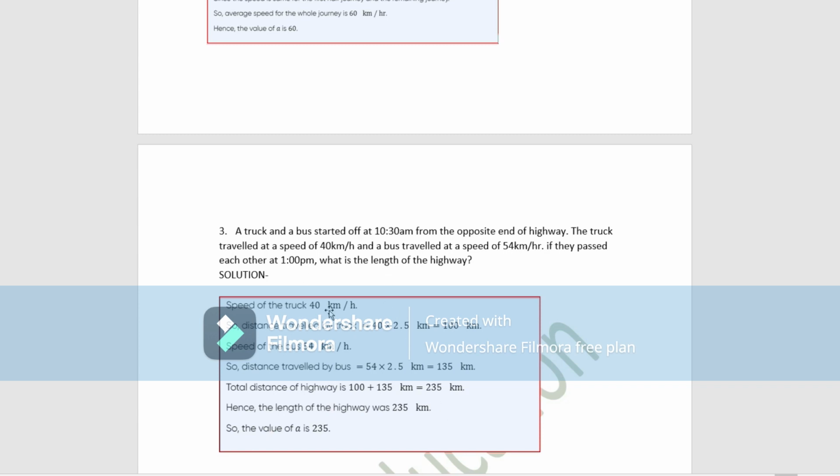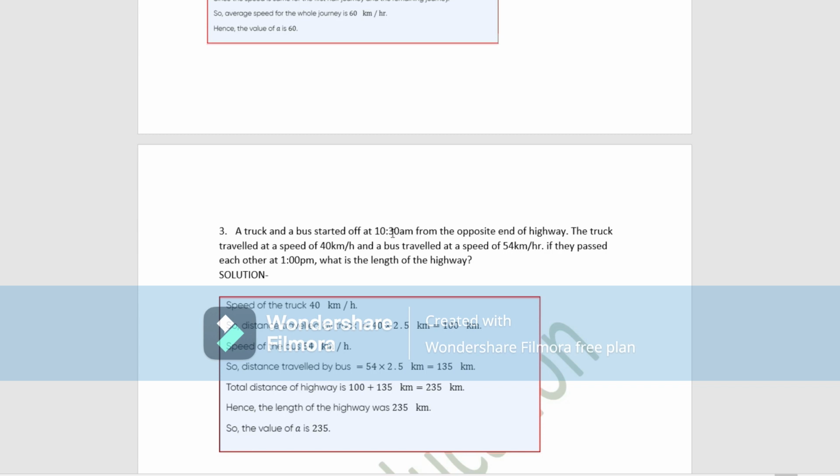Now how did we get this 2.5? See, here it is telling that the bus and the truck started off at 10:30 am and both meet each other at 1 p.m. So from 10:30 to 1, what is the time? 11:30, 12:30, 1. That means 2.5 hours. So from there we have got the time as 2.5 hours.